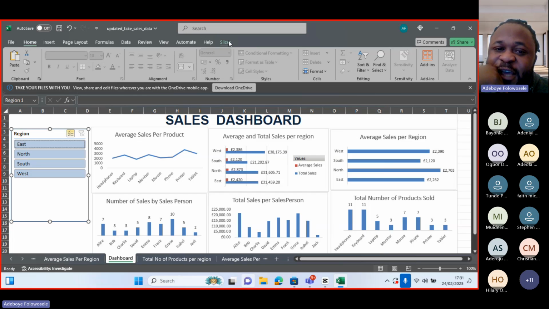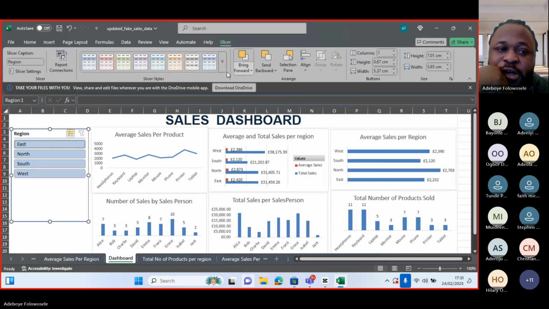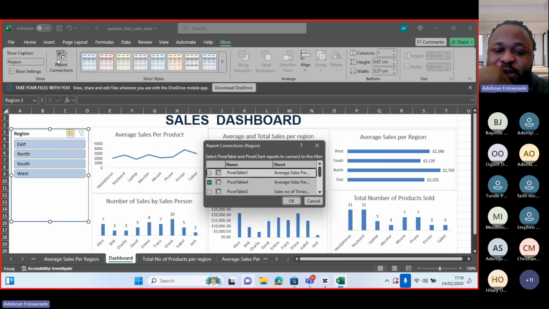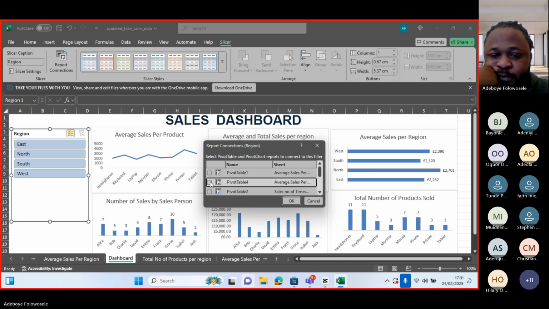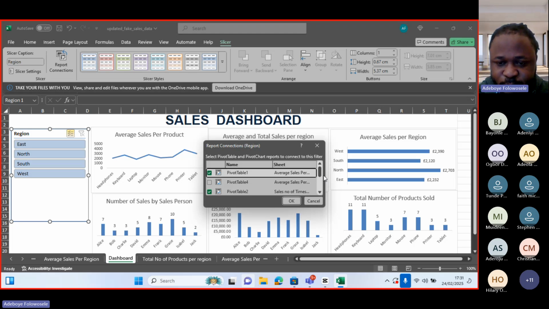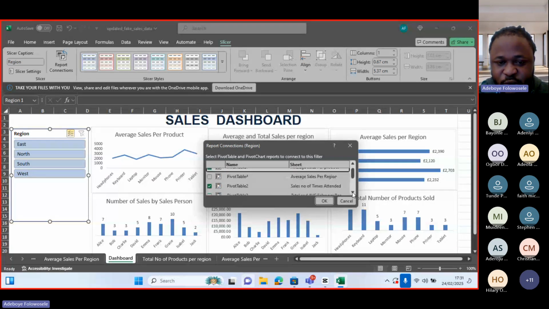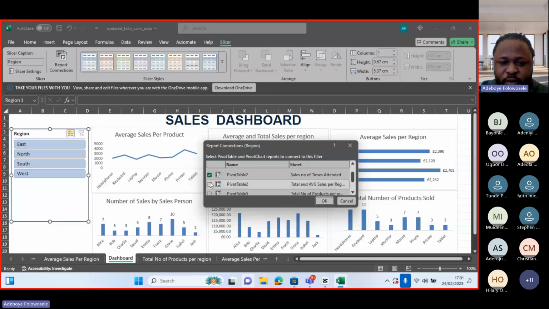So I'll click on slicer up here, then I'll click on report connections. I don't want it to communicate with average sales, but I want it to communicate with the sales number of times. I want it to communicate with this. Now, if you are not sure of your title, you can drag it and that will give you the title. So I want it to communicate with total and average sales. I want it to communicate with total number of products.